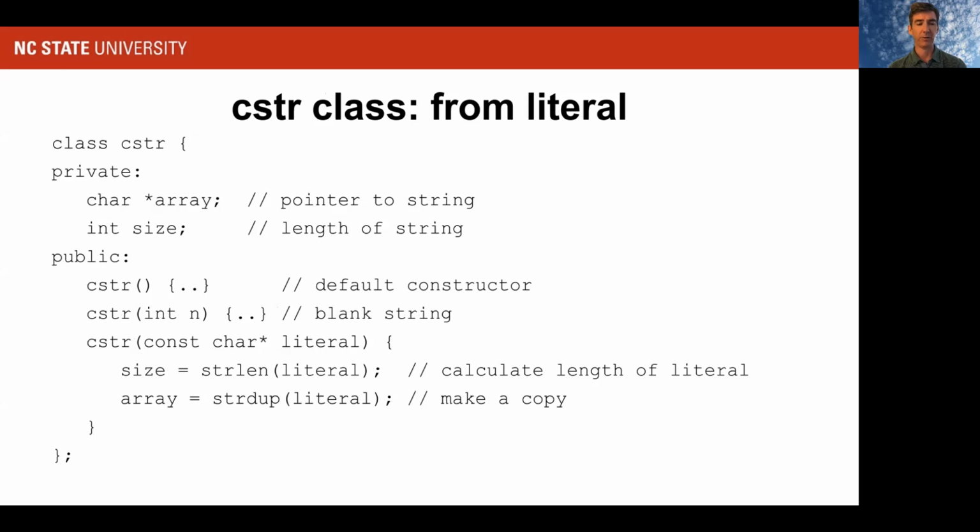I use the string length function from the string.h library. Yeah, it's a C function, but I still have it available in C++. String length will calculate how long this array is, and so I set my size variable equal to the length of this literal. And then strdup, string duplicate, will make a copy on the heap of this string, and I'll return a pointer and save that in an array. So this very quickly makes a copy of this literal and puts it in my object for me.